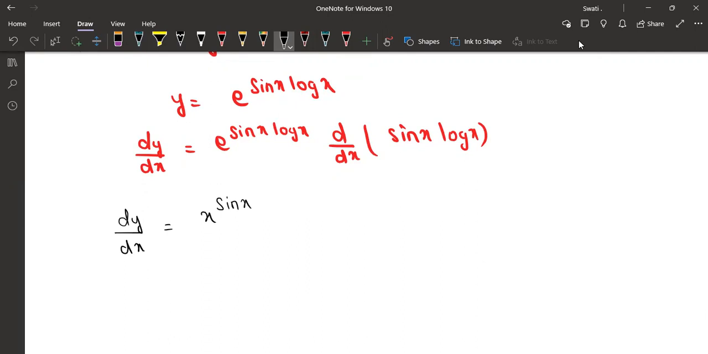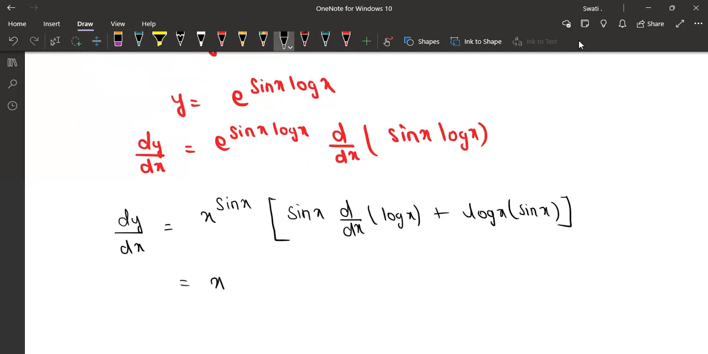And now by using the product rule of differentiation, this will simply become: if I do the sine x constant and do the derivative of log x, plus keeping log x constant and doing the derivative of sine x, right? And here it is totally formula based. This is x raised to sine x, and this will become sine x as it is. Derivative of log x is 1 over x, so this is 1 upon x, plus log x as it is. Derivative of sine x is cos x.